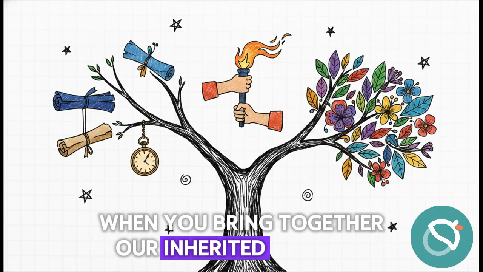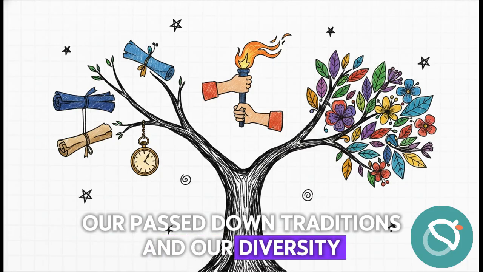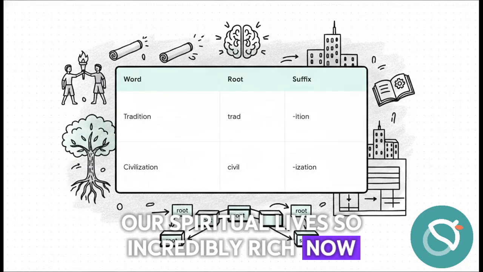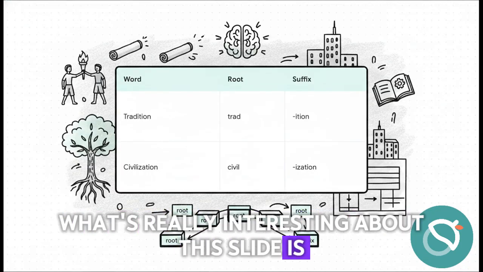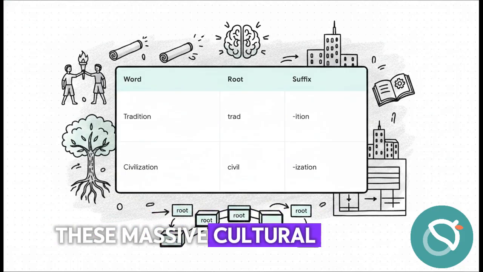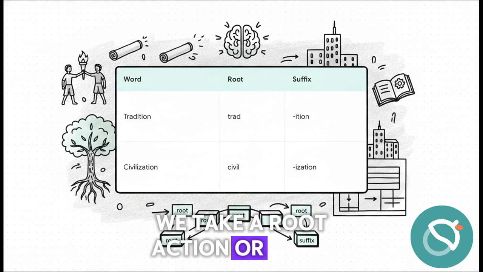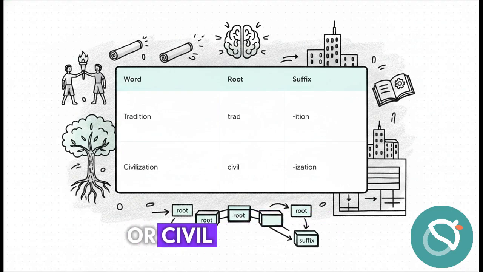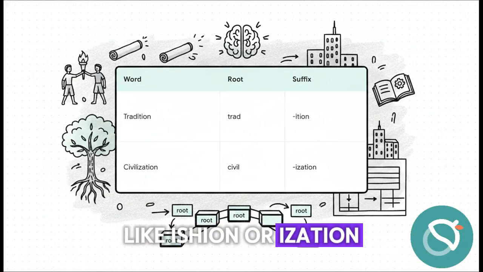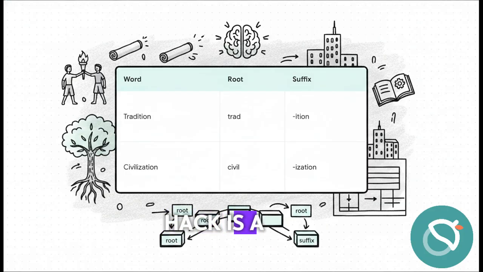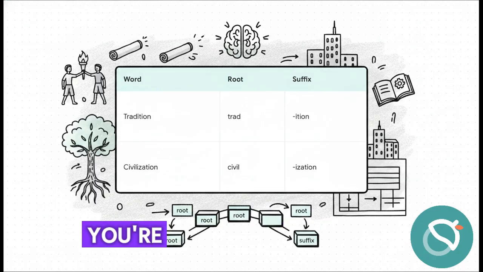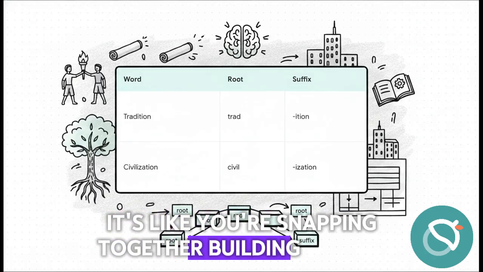So when you bring together our inherited heritage, our passed down traditions, and our diversity, it's what makes the world so vibrant and our spiritual lives so incredibly rich. Now, what's really interesting about this slide is the linguistic pattern hiding in plain sight. Look at how we actually build these massive cultural concepts. We take a root action or state, like trad, to pass on, or civil, for civilized, and we just attach these powerful noun suffixes, like -ition or -ization. Recognizing this brilliant memory hack is a real game changer. It makes mastering advanced vocabulary so much more logical. You're not just memorizing, it's like you're snapping together building blocks.